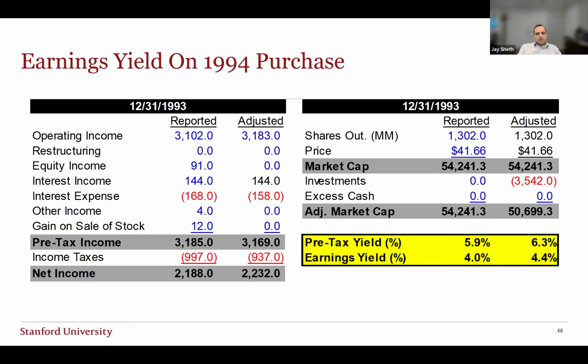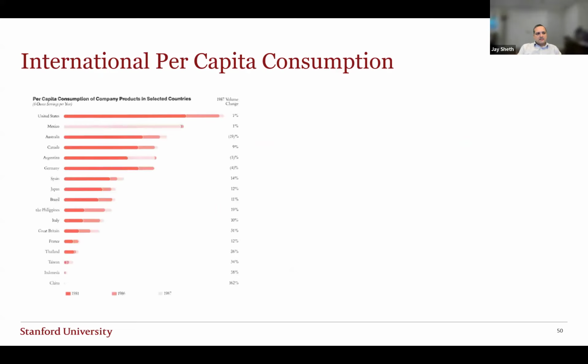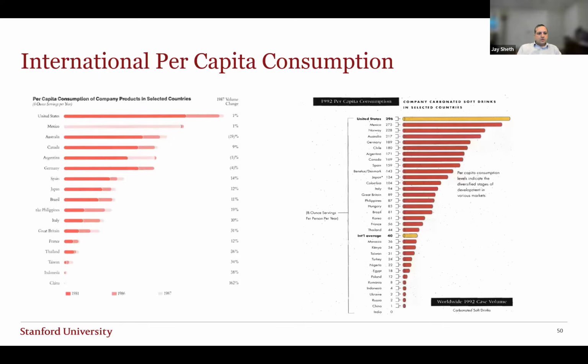Now let's talk really quickly about growth. So we talked about the international per capita consumption. So this is how the charts looked in 87. Obviously the US was the leader, and China was barely non-existent. And even by 92, you can see here they put some numbers on it. So the average person in the US consumed 296 servings of Coca-Cola. The international average was 40. China was 1 and India was 0. So, potentially a lot of people still hadn't consumed Coca-Cola.